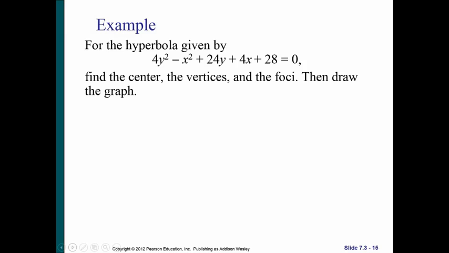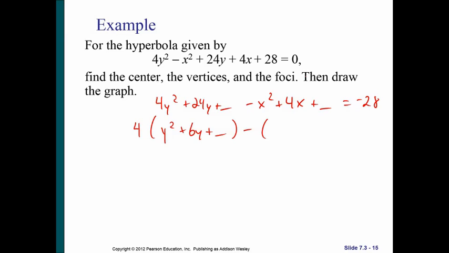Complete the square twice. So you're going to say 4y squared plus 24y plus blank minus x squared plus 4x plus blank equals negative 28. We're going to factor a 4 out of the y term, and we don't have to factor anything out of the x term. That's awesome.